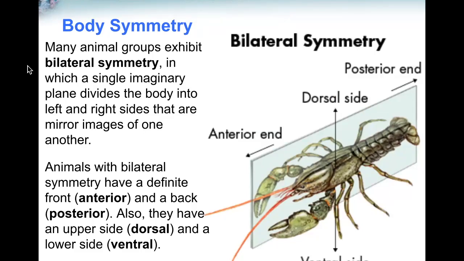Many animal groups exhibit bilateral symmetry, in which a single imaginary plane divides the body into left and right sides that are mirror images of one another. Animals with bilateral symmetry have a definite front, an anterior, and a back, posterior. Also, they have an upper side, a dorsal side, and a lower ventral side.